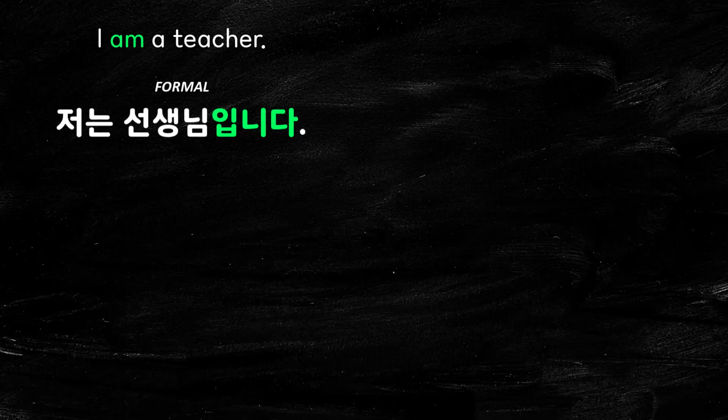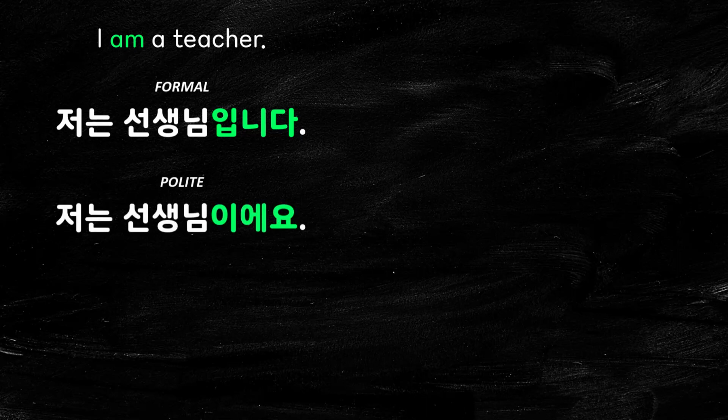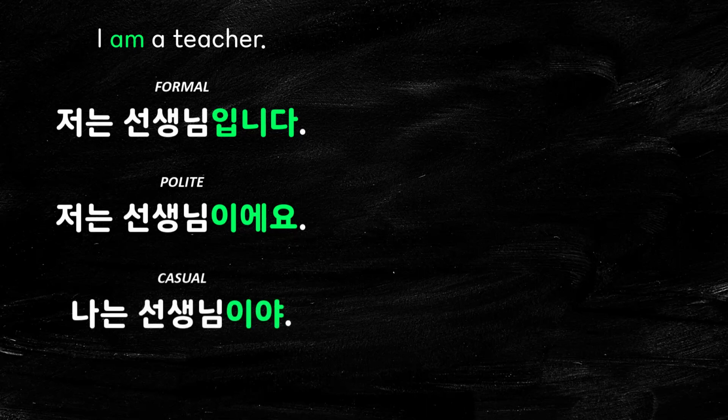저는 선생님입니다. 저는 선생님이에요. 나는 선생님이야. So the formal form, which we mainly use in very formal settings, like at work, is 입니다. And the polite form, which is the most common form we use in everyday life, is 이에요. And with the formal and the polite form, we use the formal form of I, 저. Lastly, the casual form, which we use with close family members and friends, is 이야.